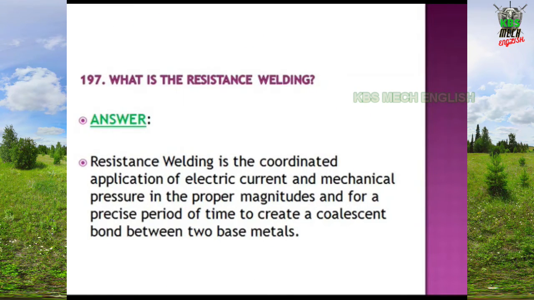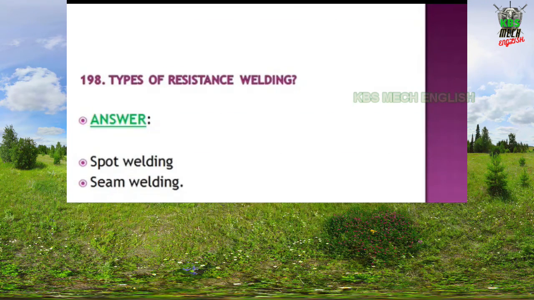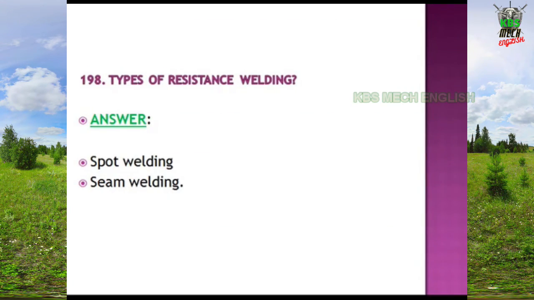Question number 197. What is resistance welding? Answer. Resistance welding is the coordinated application of electric current and mechanical pressure in the proper magnitudes and for a precise period of time to create a coalescence between two base metals. Question number 198. Types of resistance welding. Answer. Type 1. Spot welding. Type 2. Seam welding.